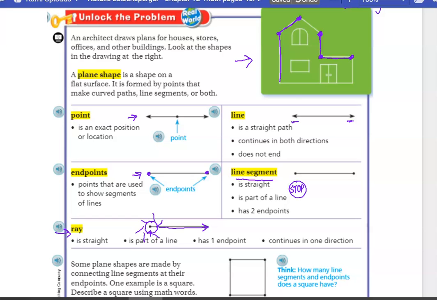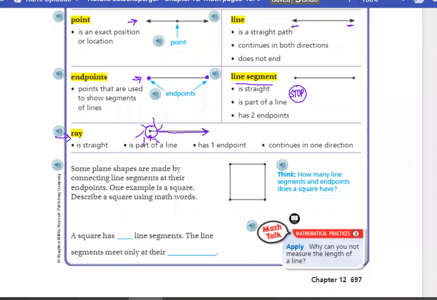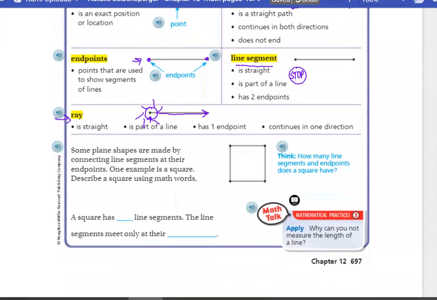Okay, so let's go on to our square here. Some plane shapes are made by connecting line segments at their end points. One example is a square. Describe a square using math words. A square has, well, you can go ahead and count them. How many line segments? 1, 2, 3, 4. It has 4 line segments because each segment is representing one side of the square. And the line segments meet only at their endpoints.